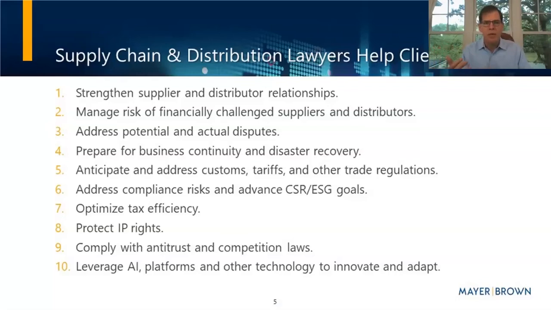You may face compliance and reputational risk. You may look for tax efficiency, maintenance of IP rights, and dealing with IP risks, and complying with antitrust and competition laws with your distributors. And you likely are investing in AI platforms, online intermediaries, and other technology to make all that possible.